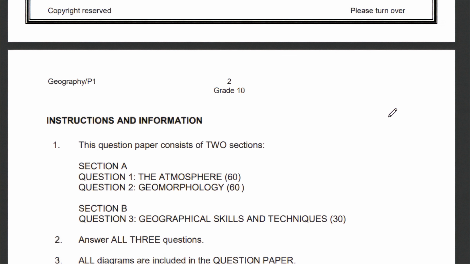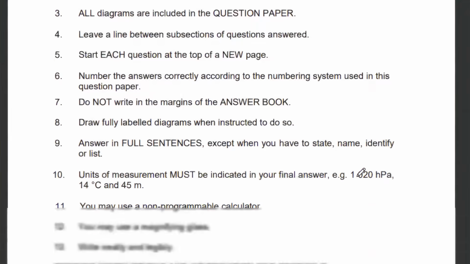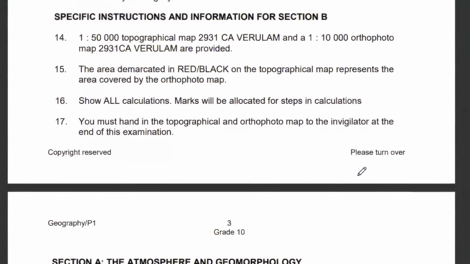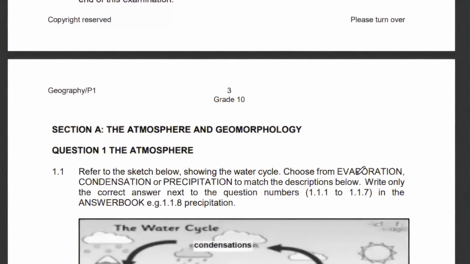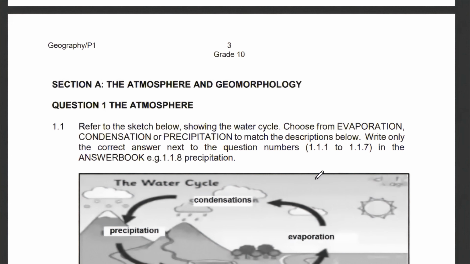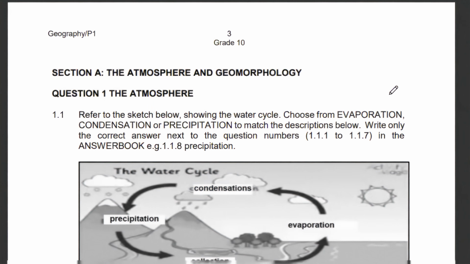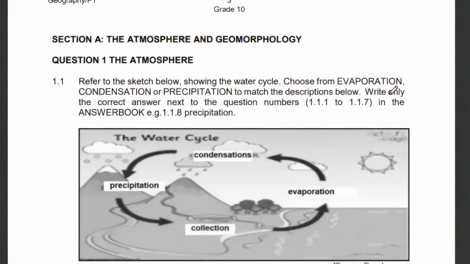Question number 3 gives a total of 150 marks. We will go through the questions, do the discussion, and also try to find the possible answers to the questions.